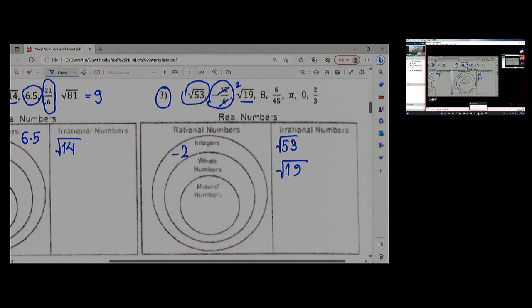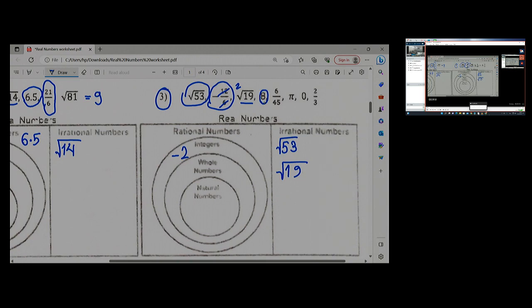Up to here easy? 8. What kind of number is 8? Okay, natural number. Next, 6 over 45. Yes, it is a fraction, so we can write 6 over 45. You can write the reduced form also. What is this? It is called pi, okay? Pi is an irrational number. What is this? O or 0? 0. Whole number, okay, good. And then the last one is 2 over 3. Rational number.